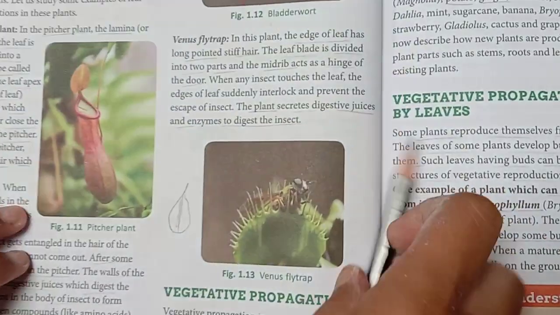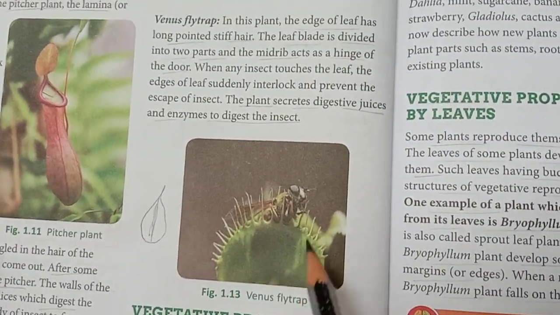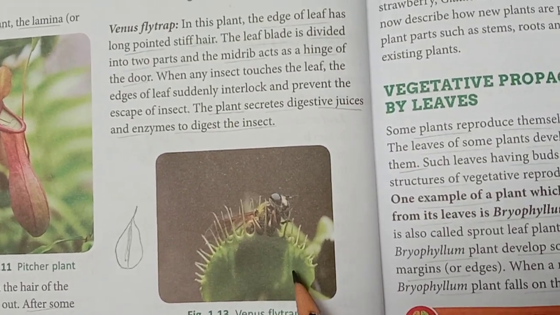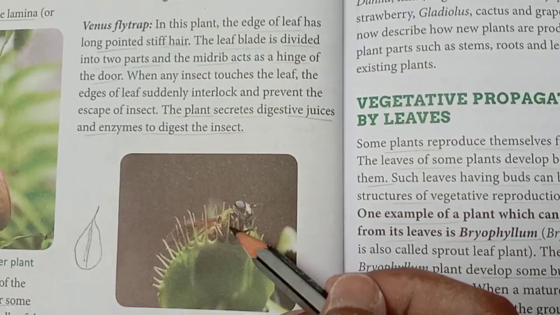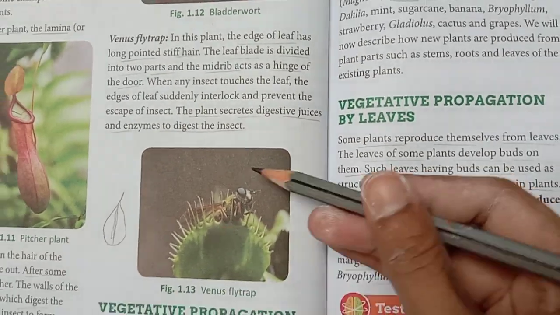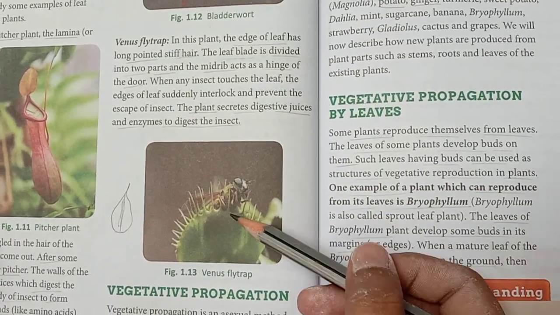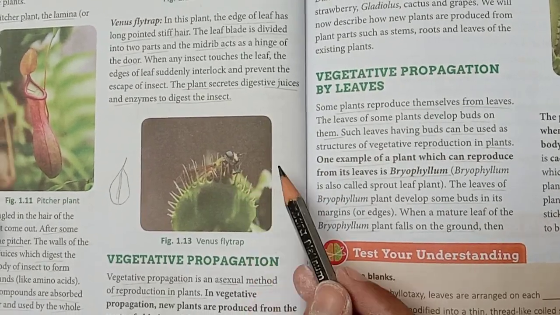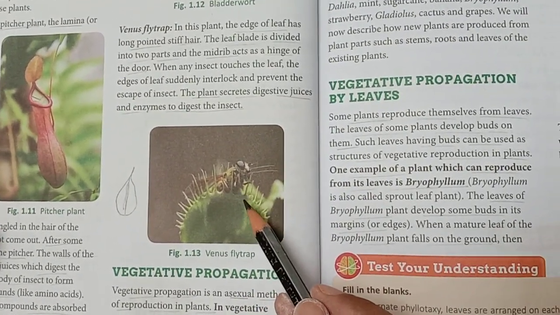So what happens when an insect comes here, it has hairs like this, stiff hairs at its margin. When an insect comes here, the leaf quickly closes, and then it does not allow the insect to get out of here. Finally, the insect dies and the digestive juices are secreted out. As a result, it dies and the plant gets the nitrogen from these organisms.